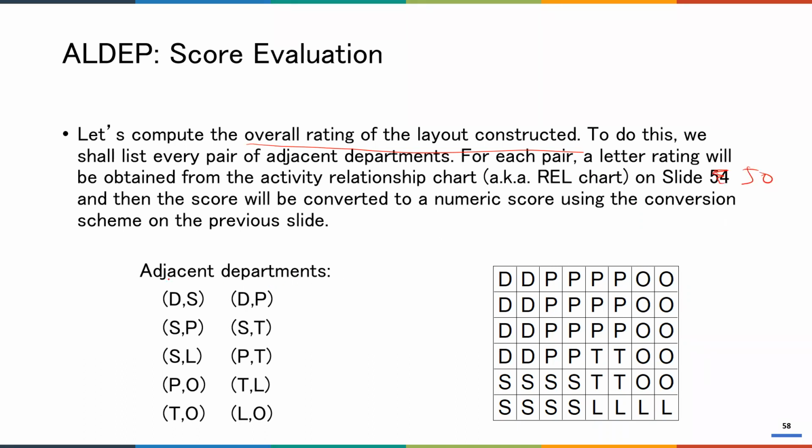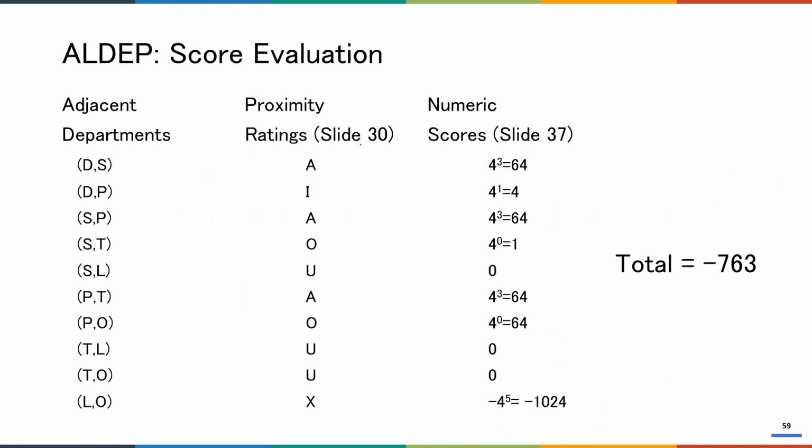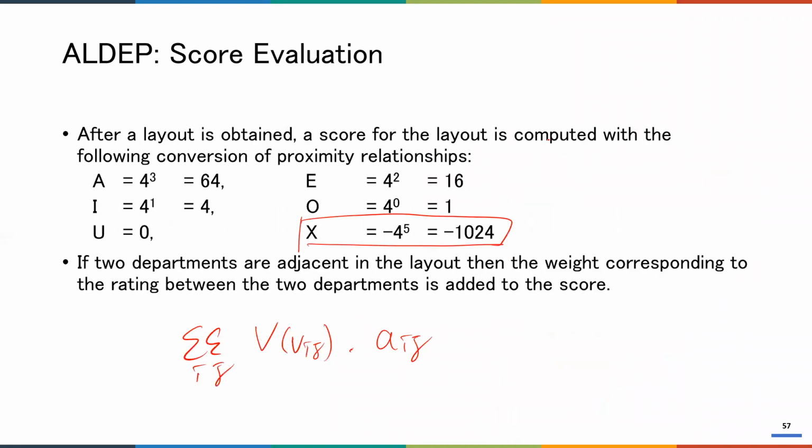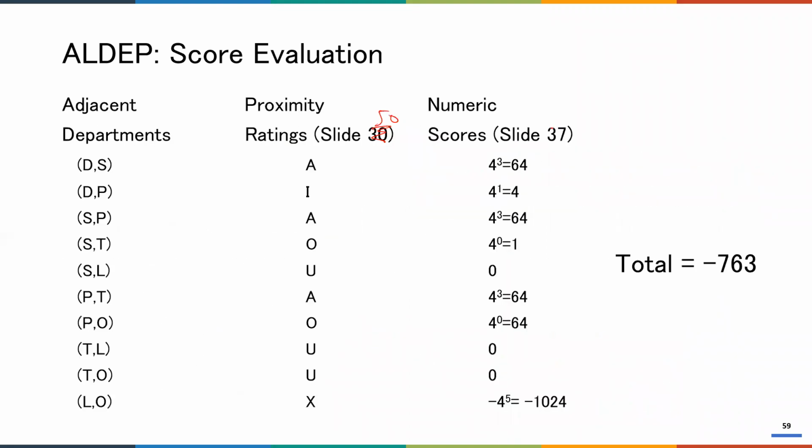And then we find the adjacent departments. So for example, this one, D and S are adjacent, S and P adjacent, D and P adjacent, P and O yes, P and T yes, P and S yes, S to L yes, L to O, L to T, P to T, and so on. So you list all the adjacent departments. It means that it's equal to 1. Okay, I haven't changed this. So the numeric score is 57, yeah.